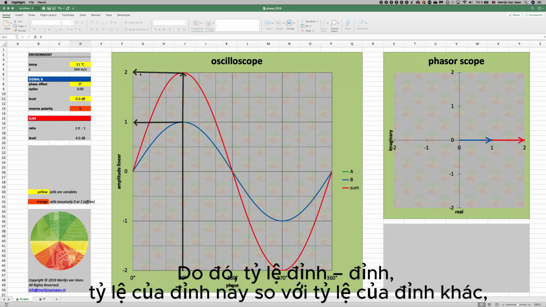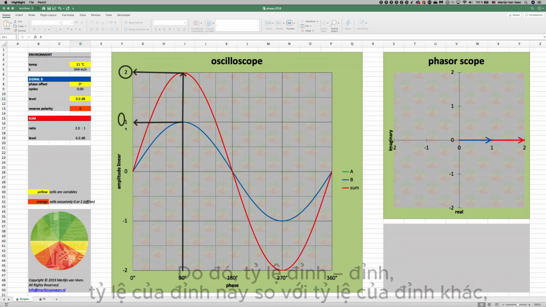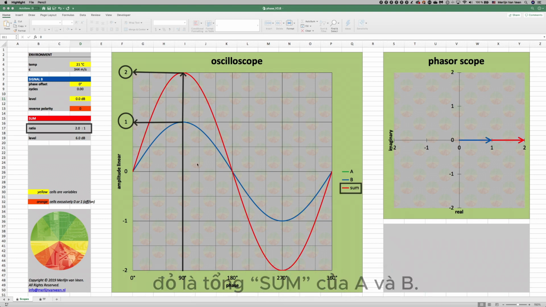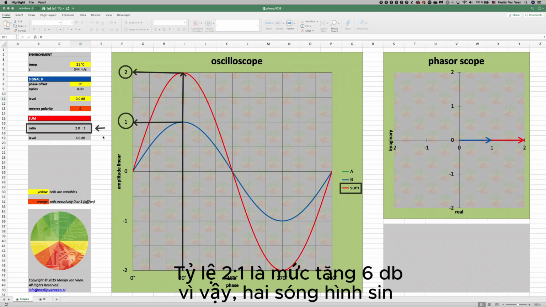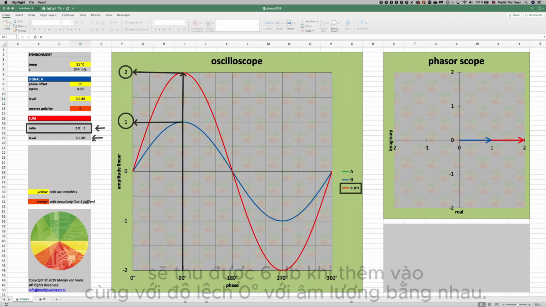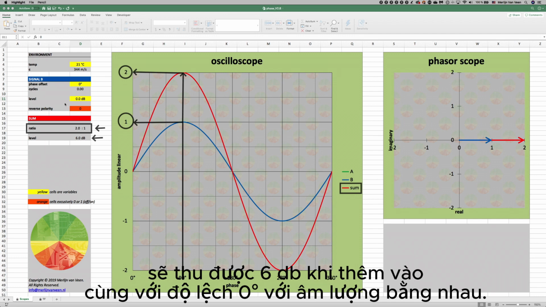Therefore the peak-to-peak ratio, the ratio of this peak with respect to those peaks, is currently 2:1. And as you're well aware, a 2:1 ratio, which is shown over here on the red sine wave, which is the sum of A and B together, is an increase of 6 decibels. So two sine waves that live perfectly on top of each other and are equally loud will gain 6 decibels when added together with a 0-degree offset at equal loudness. These are the requirements for that 6 dB increase in level.